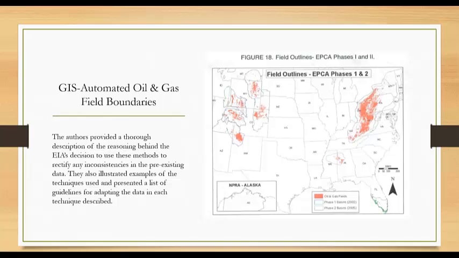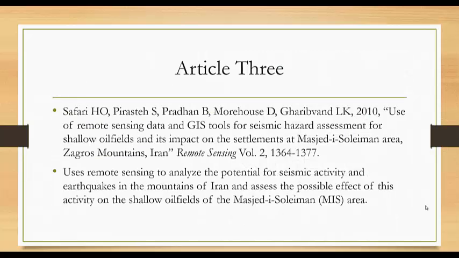The third article is titled Use of Remote Sensing Data and GIS Tools for Seismic Hazard Assessment for Shallow Oil Fields and its Impact on the Settlements at Masjid-e-Soliman Area in the Zagros Mountains of Iran. It uses remote sensing to analyze the potential for seismic activity and earthquakes in the mountains of Iran and to assess the possible effect of this activity on the shallow oil fields of the MIS area.